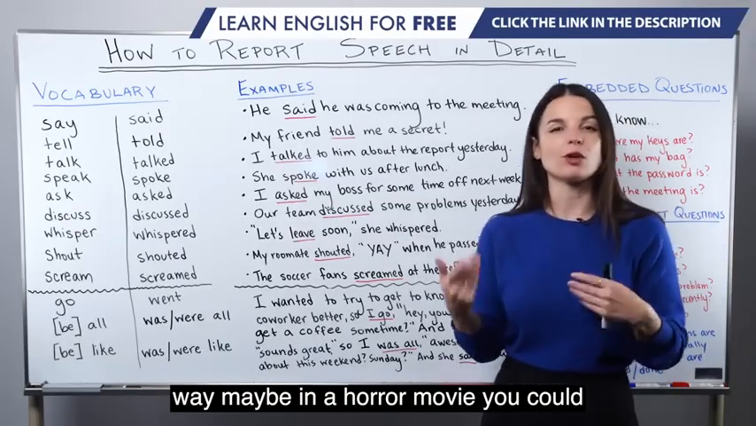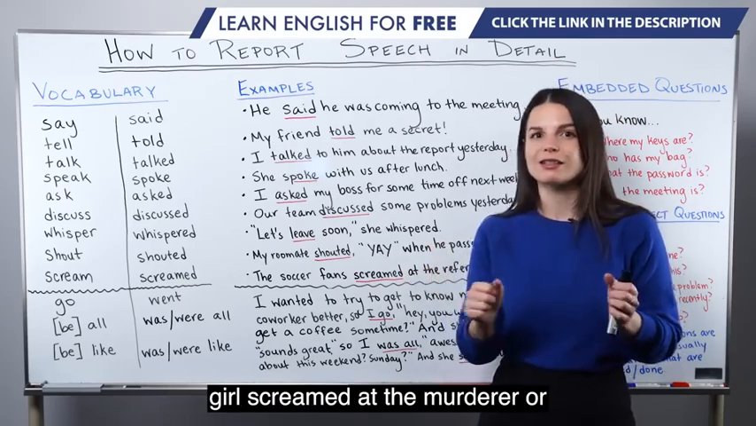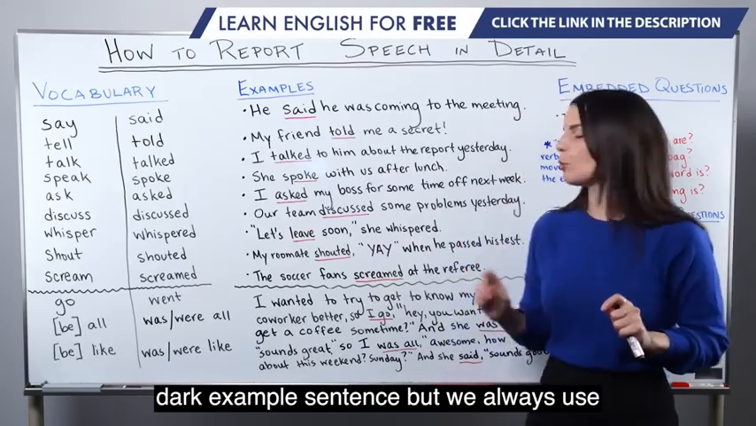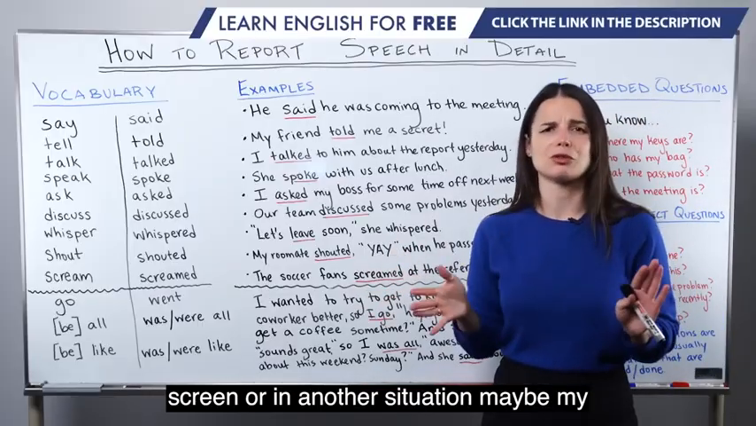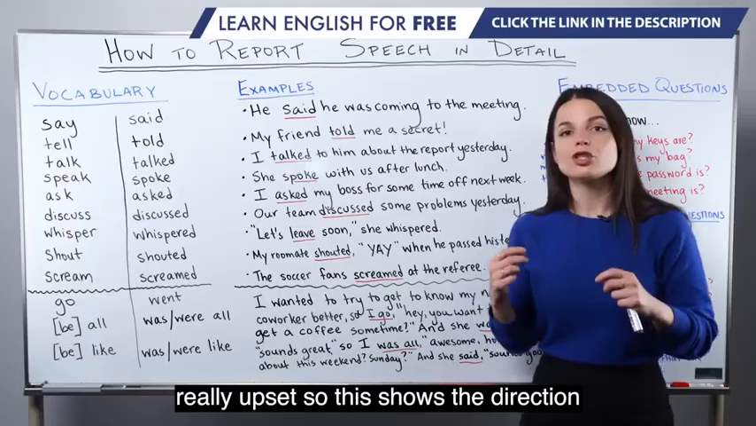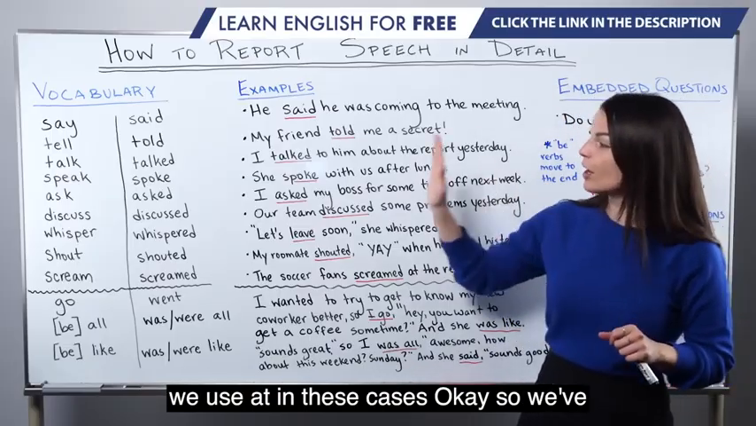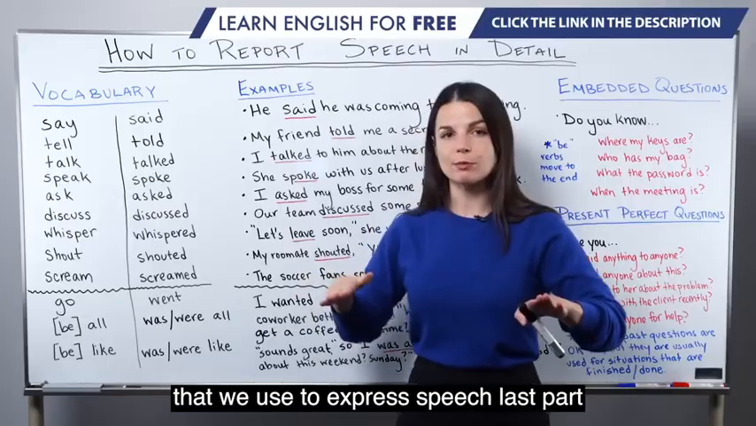Maybe in a horror movie, you could think of it in another way too, like the girl screamed at the murderer or something like that. That's kind of a dark example sentence, but we always use this at to show the direction of the scream. Or in another situation, maybe my boss screamed at me this morning. She was really upset. So this shows the direction. We use at in these cases. Okay, so we've talked about some key vocabulary words that we use to express speech.